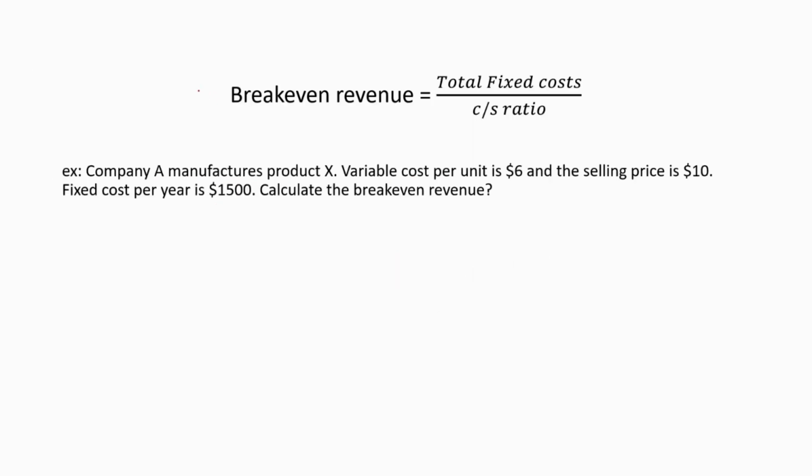Now that we know the CS ratio, we can calculate the break-even revenue directly. If you can remember, earlier we calculated the break-even revenue using the break-even volume: break-even volume multiplied by the selling price per unit. Now we do not have to use this formula. We can use the CS ratio directly to calculate the break-even revenue. So the break-even revenue is equal to total fixed costs divided by the CS ratio.